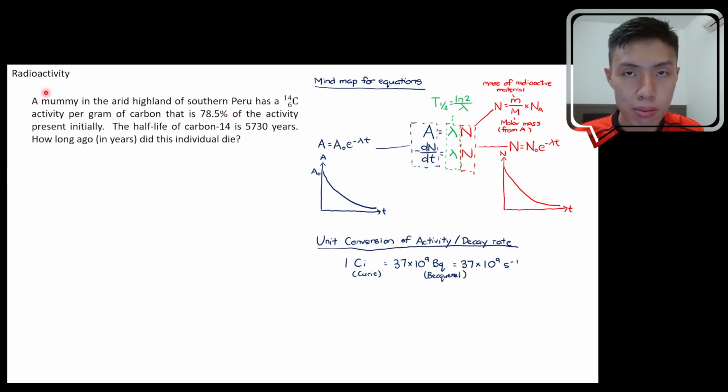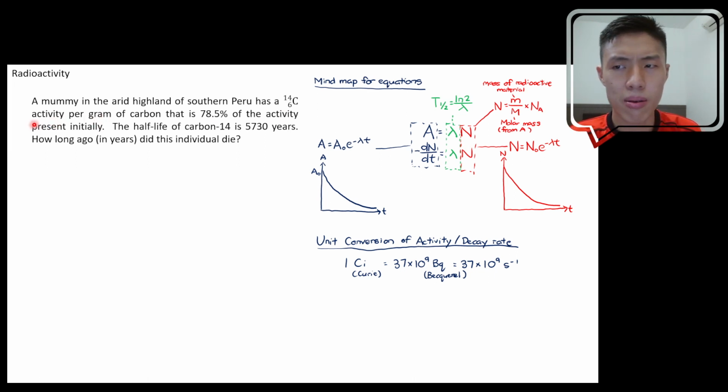When we talk about a mummy, we're talking about a mummified corpse, which you usually find from ancient times. This one is found in southern Peru. If we extract the carbon-14 from this mummy, let's say a gram of it, and study the activity of this carbon-14 sample, we find that the activity is actually less than the activity of the carbon-14 present initially.